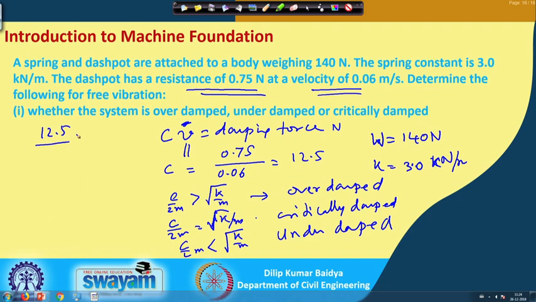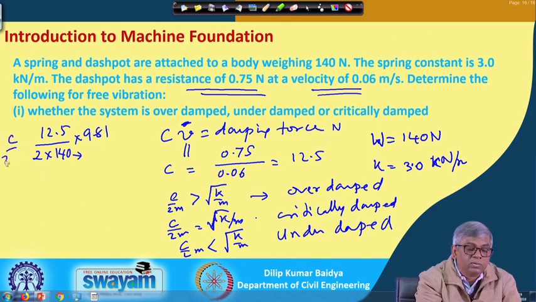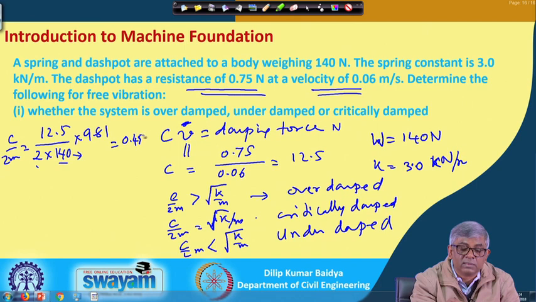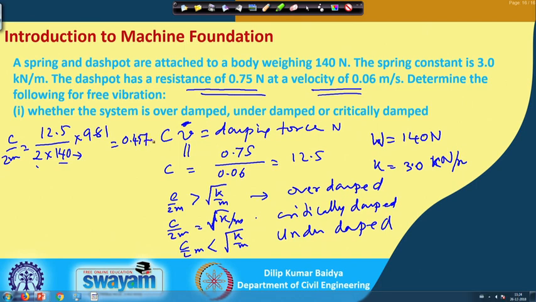Here W is 140, and m is W divided by g, so W is multiplied by 9.81 in the denominator. So, I have C over 2m, which is C over 2W times g, since I can divide W by g. That value comes to 0.437.